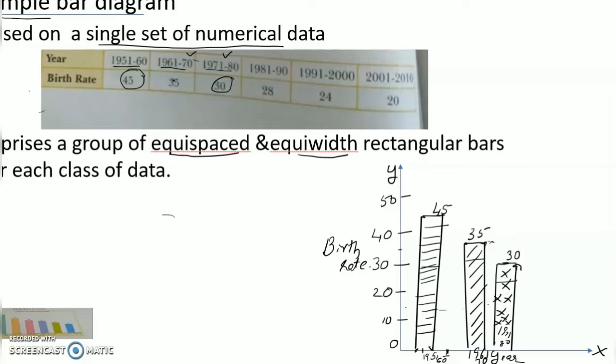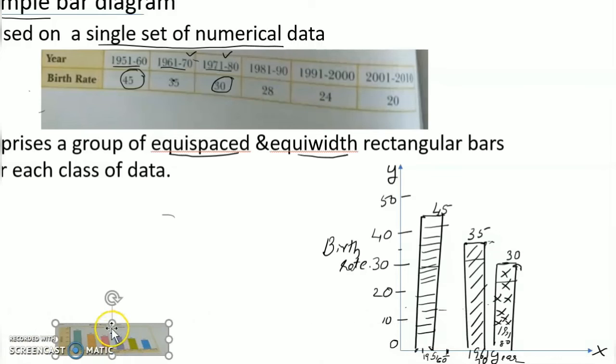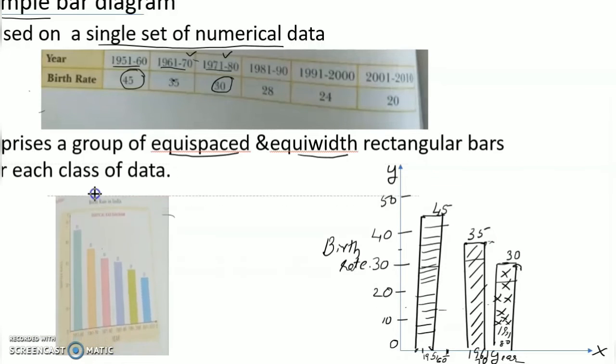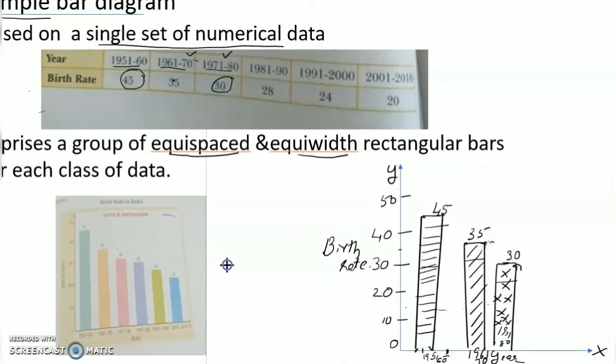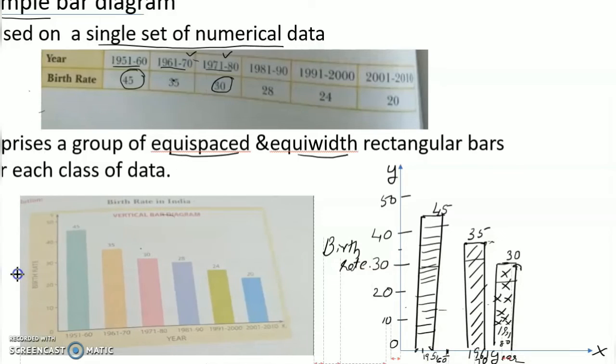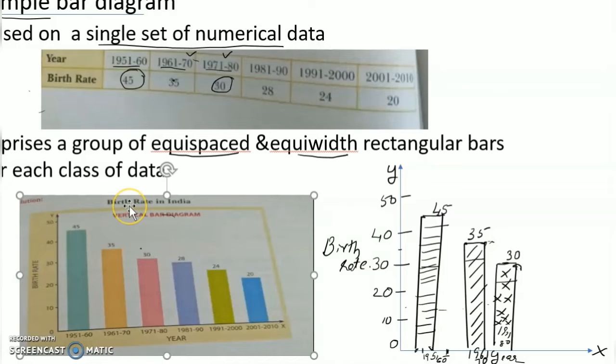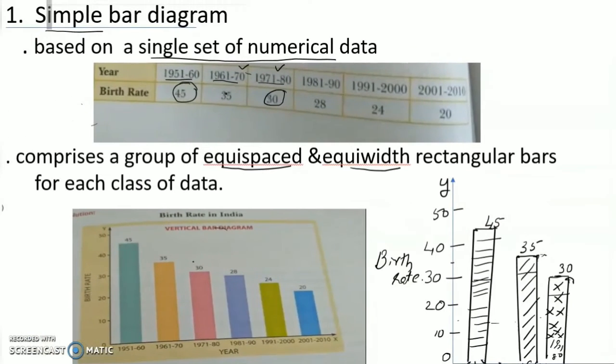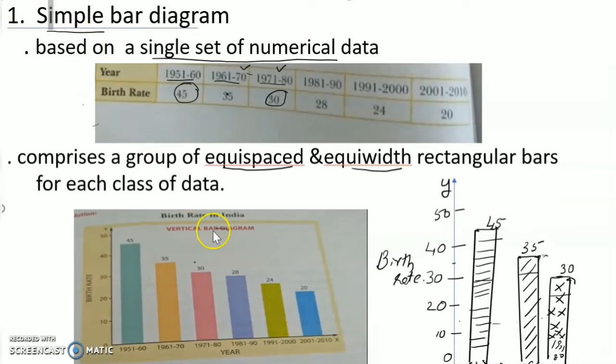So I will show you the correct form. I think then it would be clear for you. See, this is the simple bar diagram of this data. Hope it is clear now.